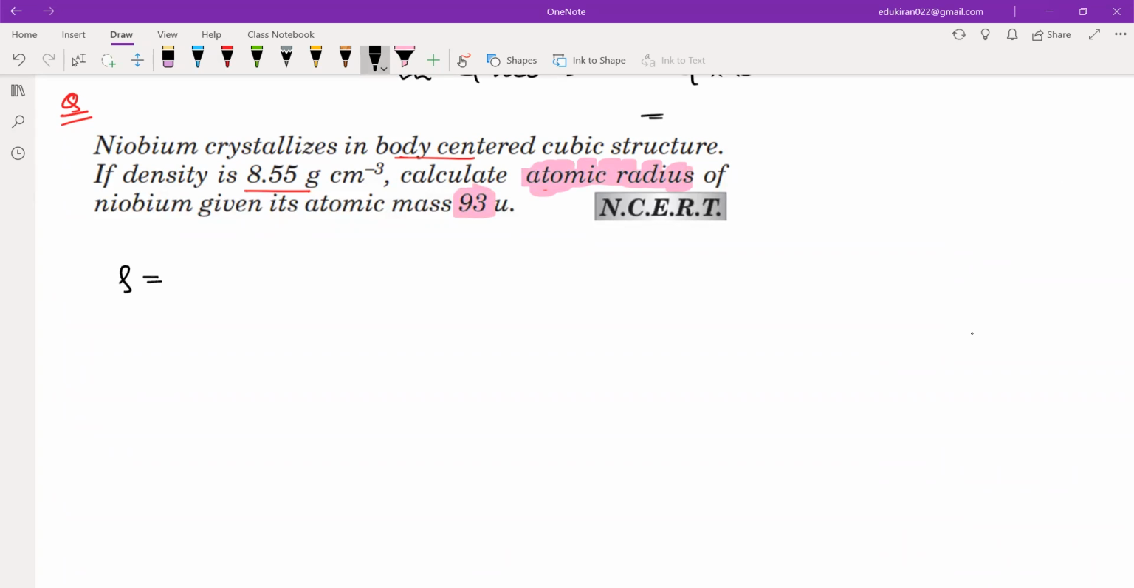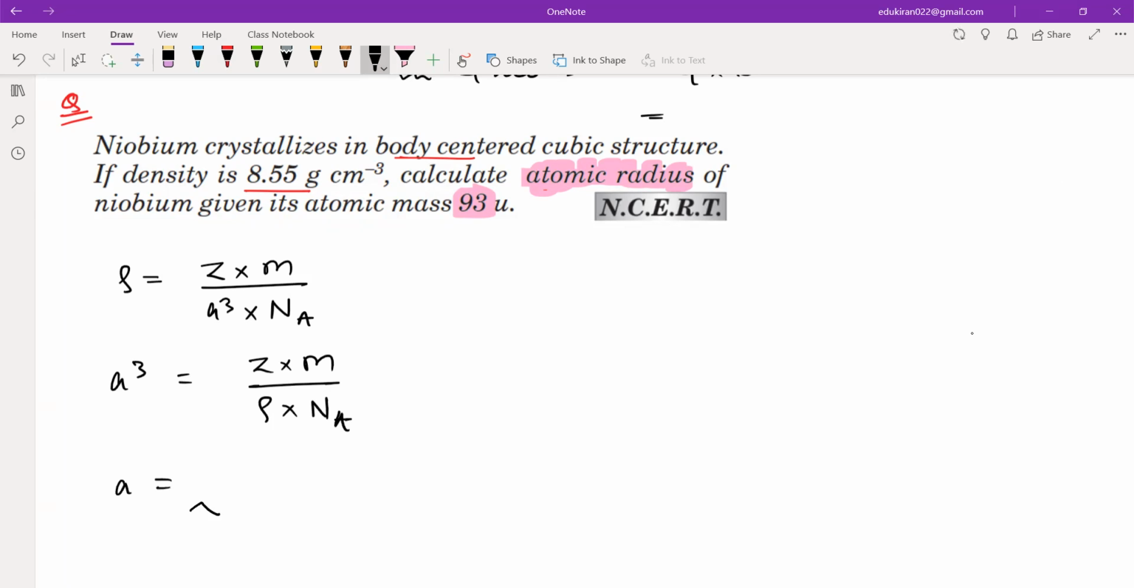So density is equal to how much? It is Z into M upon A cube into Na. Now from all of this information, you can find A cube, right? A cube will be equal to Z into M upon the density into Na. And A will be the cubic root of this whole value, Z into M upon density into Na. Z is given, molar mass is given, density is given, Avogadro's number is there. So you can get the value for A.